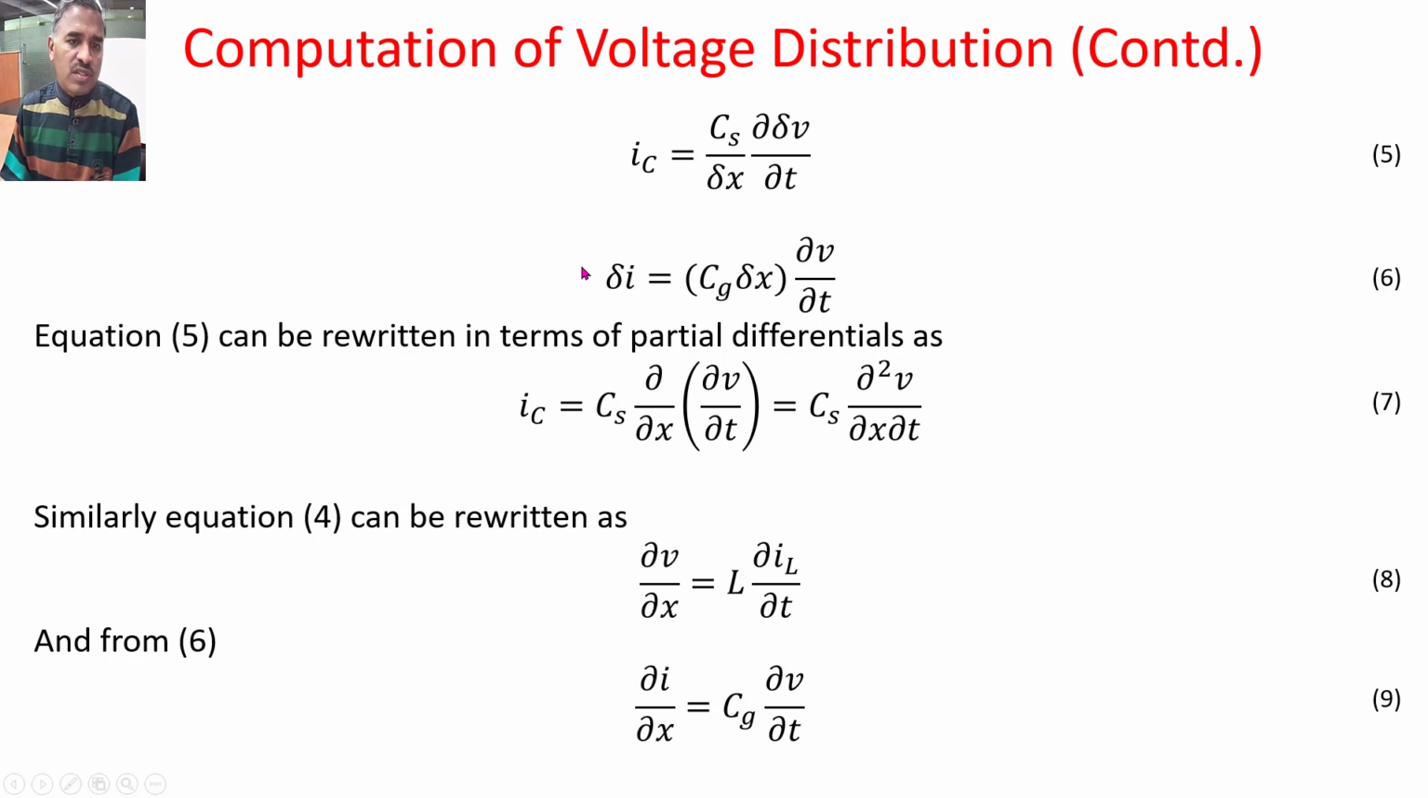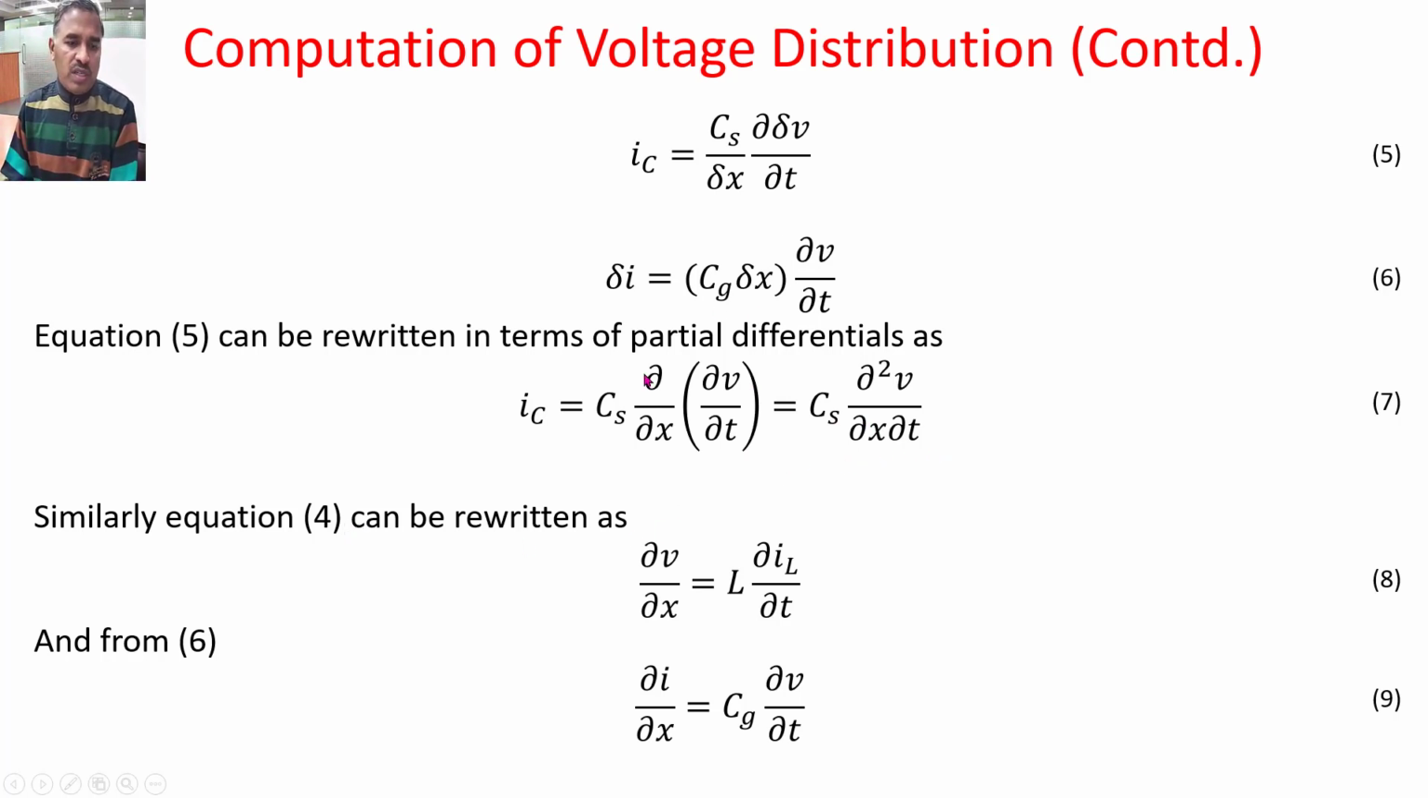Using these three, and then rewriting the partial in terms of partial derivatives. So IC becomes, from 5, CS into ∂/∂x into ∂v/∂t, or CS into ∂²v/∂x∂t.